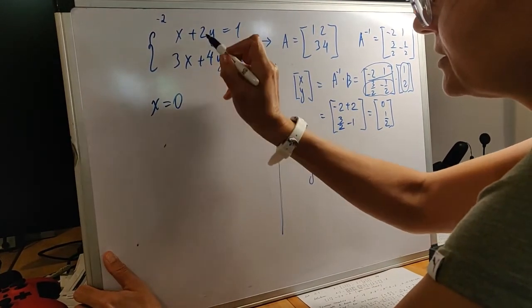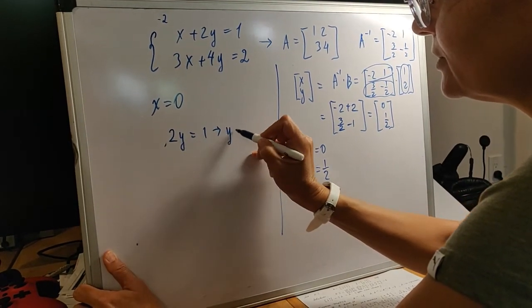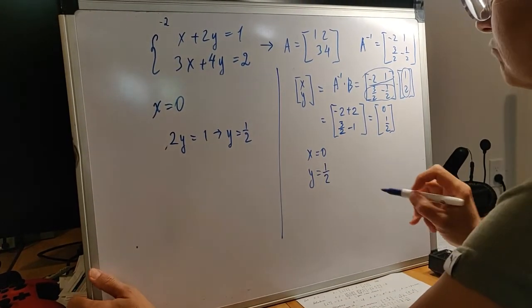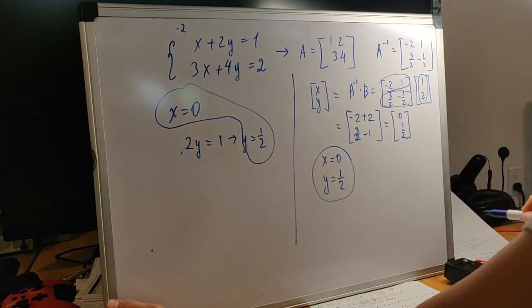Now, I'm going to plug in x equals 0 here, and I'm going to get 2y equals 1, from where y equals also 1/2. Okay, so the solution is matching. I mean, the correct solution is matching.